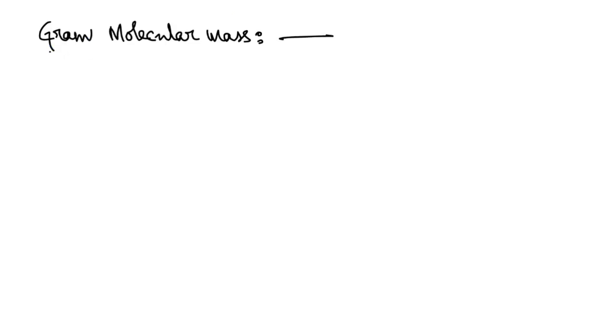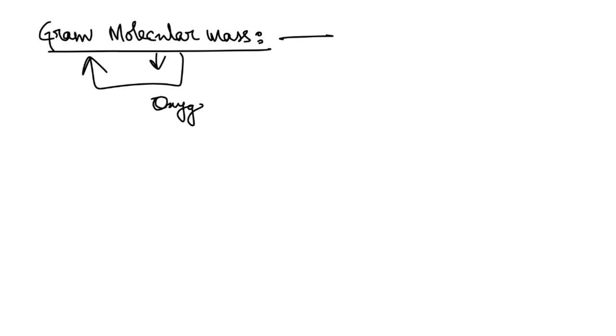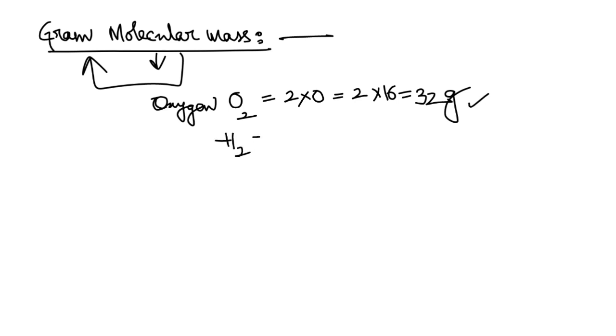Gram molecular mass is nothing but expressing the molecular mass in grams. For example, if you take an oxygen molecule, which is O2, which equals 2 into O, which equals 2 into 16, which equals 32. If it is expressed in grams, then it is gram molecular mass. In a similar way, hydrogen will be 2 into H, which equals 2 into 1, which equals 2 grams.